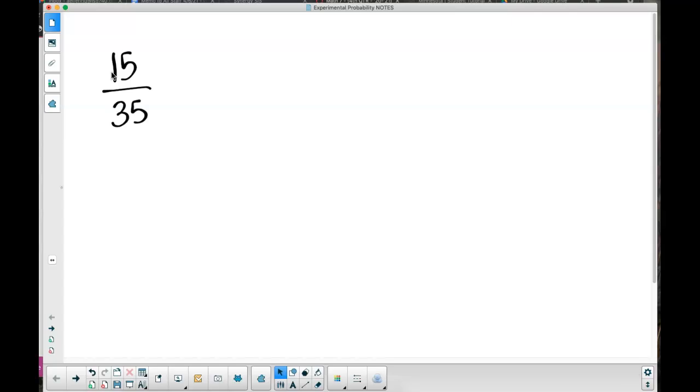Okay, this is not in your notes packet yet, but anybody know how we would use our calculator to turn it into a percent? What would you do? What does this mean to do right here? Divide, right? That's a division sign. Okay, so grab your calculator and divide. You always do the top number divided by the bottom number. So 15 divided by 35.